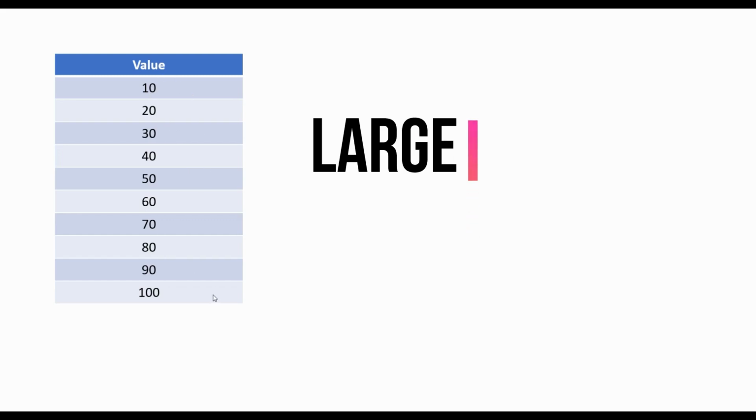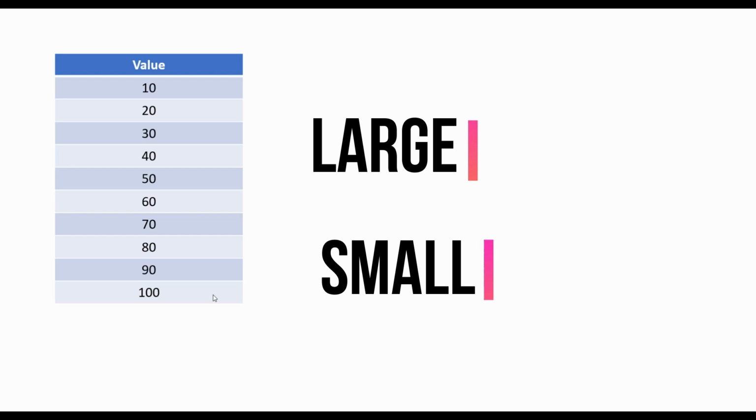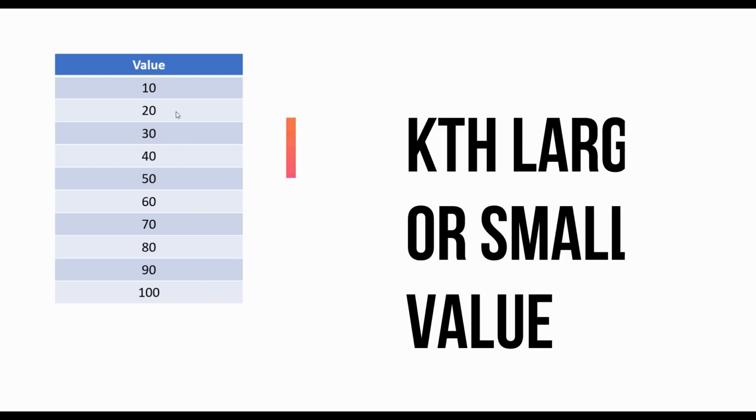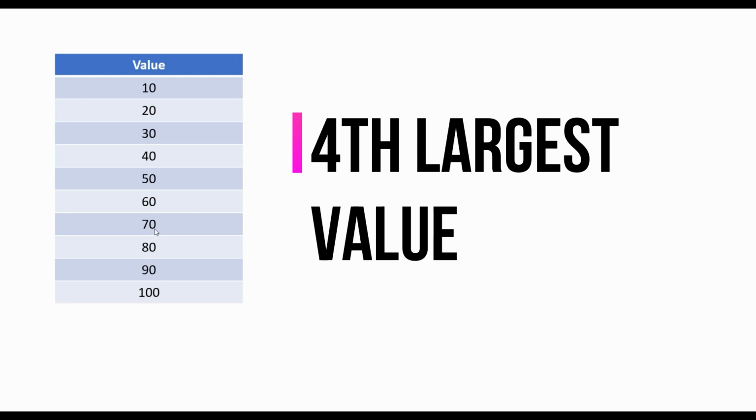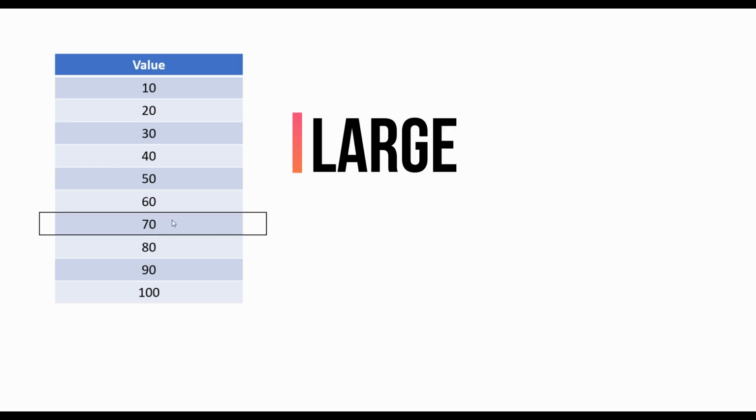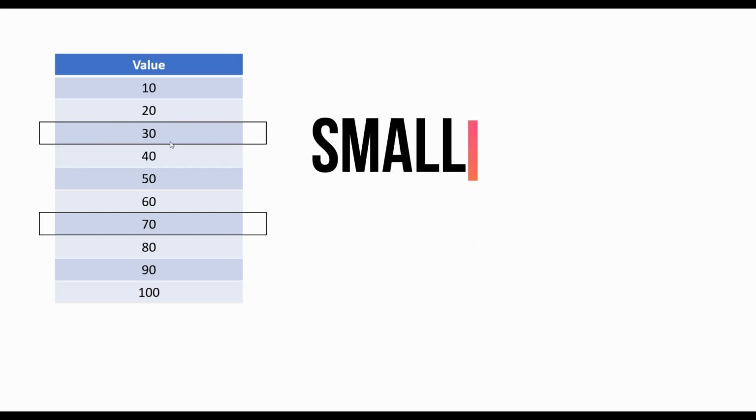Let's talk about large and small function in this video. They can return the kth largest or smallest value. For example, if we want to return the fourth largest value from this list, we can do it using large and it will return 70. And if we want to return third lowest value, we can use small function which will return 30.